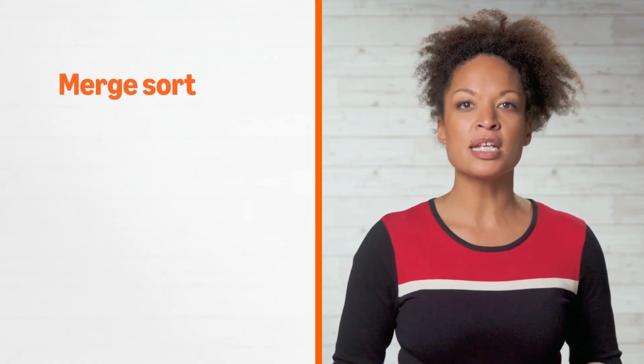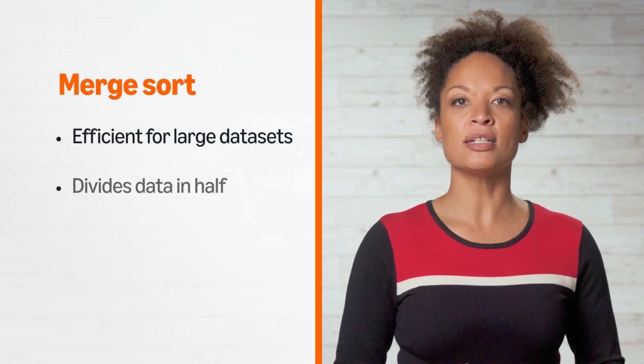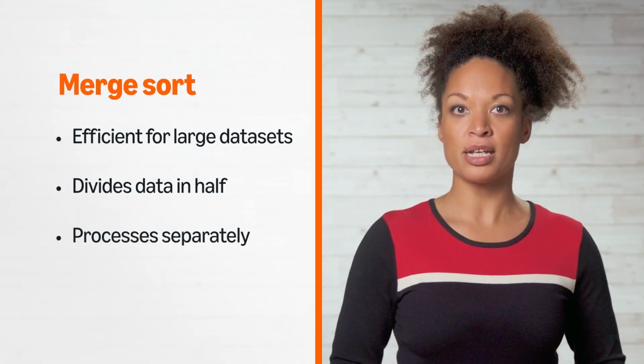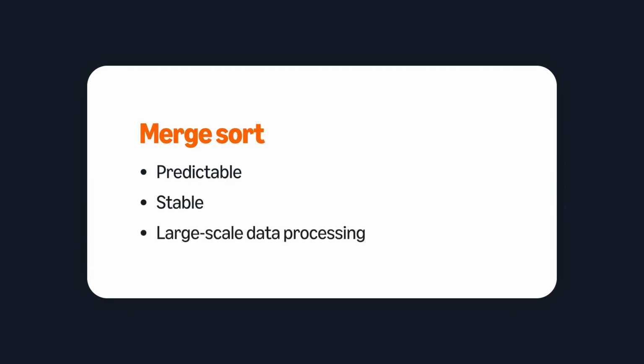Merge sort is particularly efficient for large datasets because it consistently divides the data in half and processes each half separately before combining them in a sorted manner. This efficiency makes it the preferred choice for scenarios where predictable and stable performance is crucial, such as in large-scale data processing tasks at companies like Click and Buy.